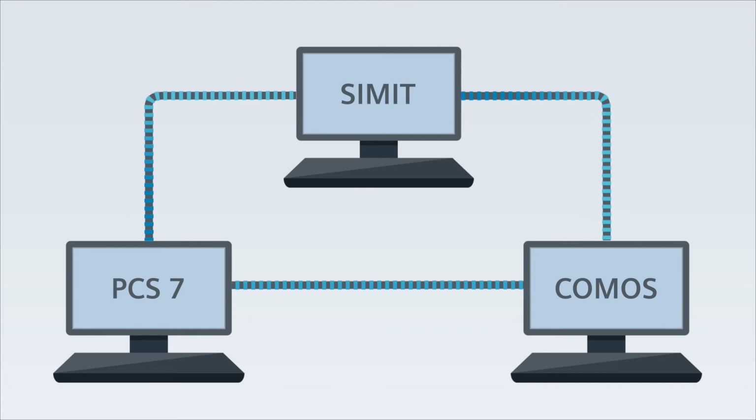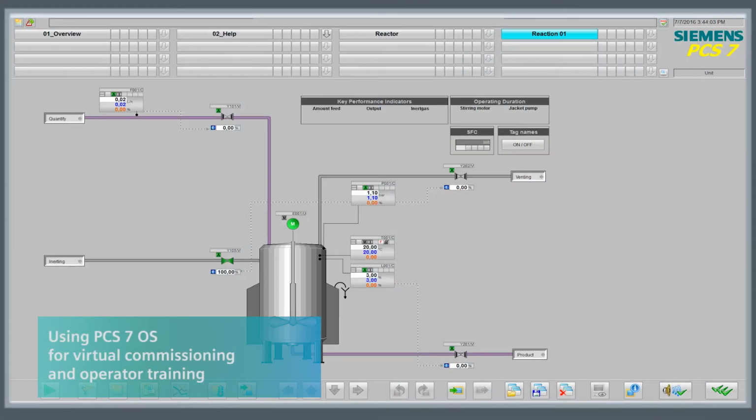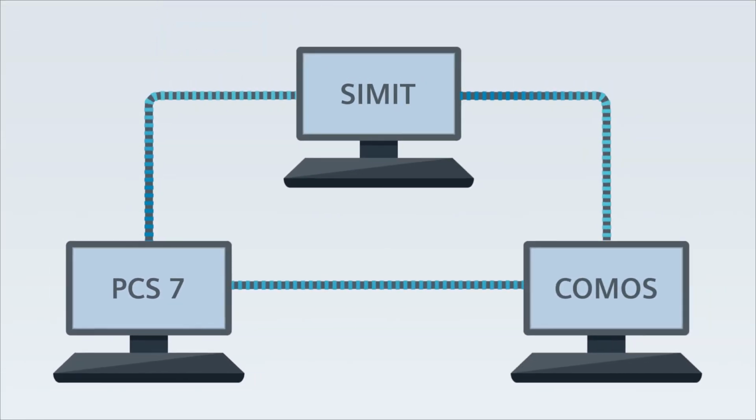With the integration of Simit, COMOS and Simatic PCS7, the planning and operating worlds are optimally combined and the plant is accompanied over its entire life cycle. The constant and consistent updating of data allows the use of a virtual twin, which is the same as the real plant in every respect.